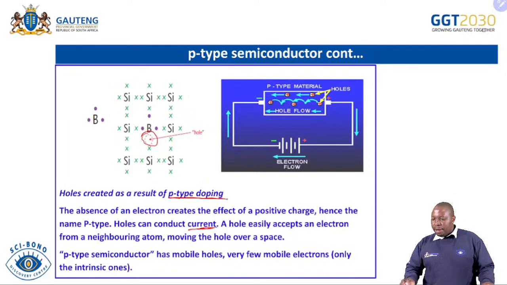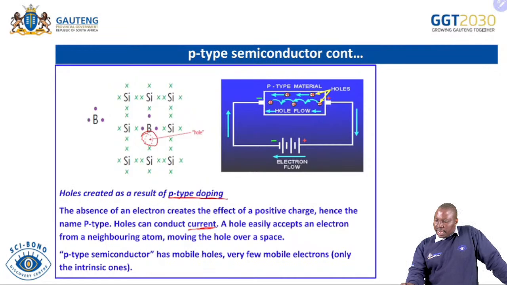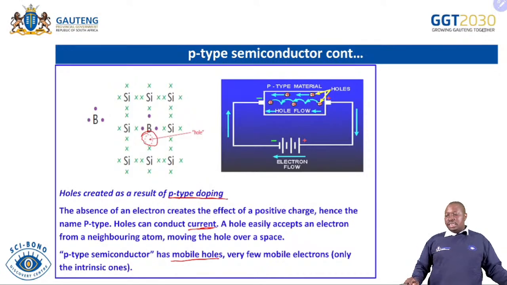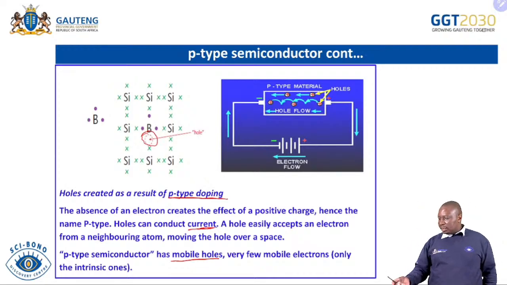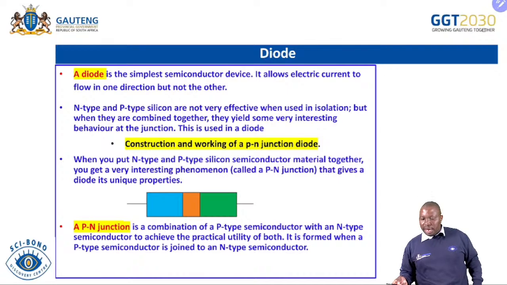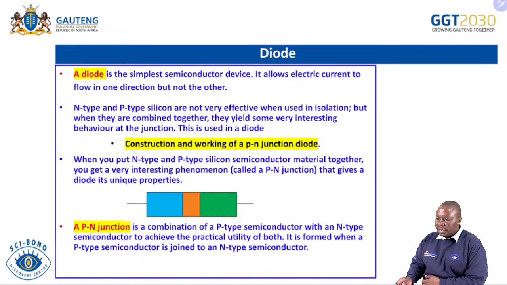So we are saying p-type semiconductor has mobile holes, very few mobile electrons, only the intrinsic ones. So you can see that you would be having a hole that is moving around, because when an electron moves from a neighboring atom to the hole, then it creates another hole. Then you will be seeing a hole one after another, and by that there will be conduction of electricity, of charge. There will be a current that is being formed.